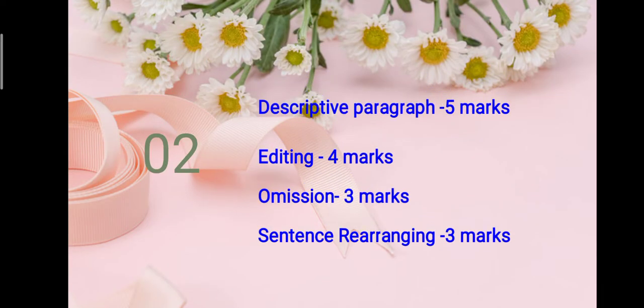So now the second part, section 2. Section 2 has writing as well as grammar. The descriptive paragraph, you might have seen in the first video, is for 5 marks, and editing will be given for 4 marks, and omission will be there for 3 marks, and sentence rearranging for 3 marks. So the descriptive paragraph is about a person, and editing, omission and sentence rearranging, these 3 are the grammar topics, and this is the writing skill topic.